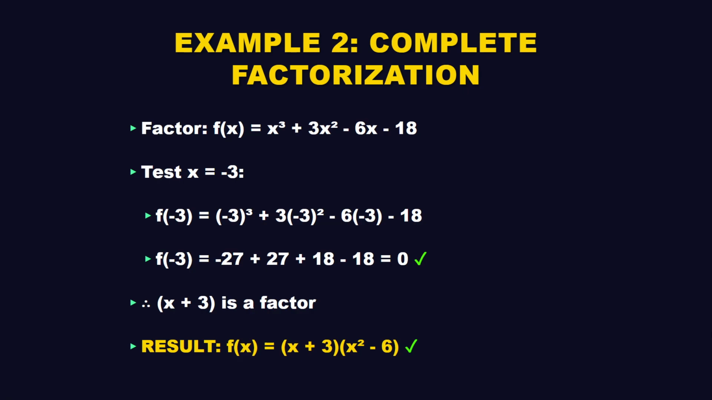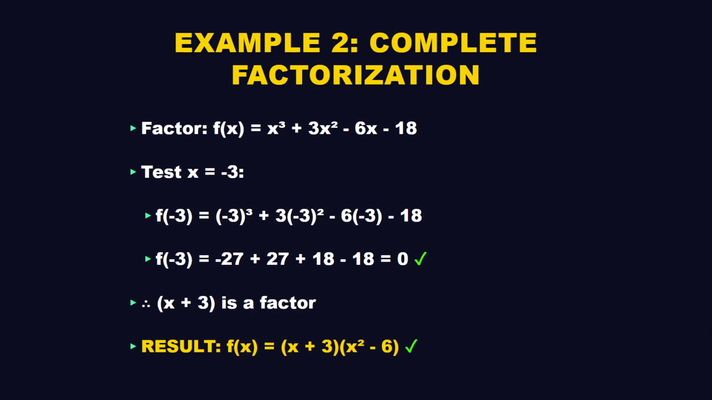What we do is we completely divide our polynomial by x plus 3 using synthetic division method. So when I divide this polynomial with x plus 3 using long division or synthetic division method, we get the other factor to be x square minus 6. Now I can write the complete result f of x as x plus 3 into x square minus 6.